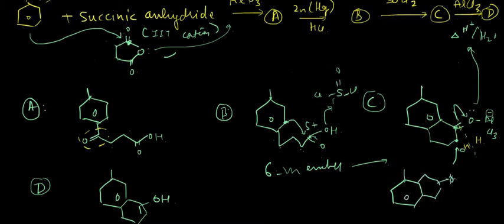Okay, the O–AlCl3 double bond is there. It will take one H plus from the water molecule to form a positive charge here, and at the same time OH minus will be attacking again on this carbon, so we will get something like this.